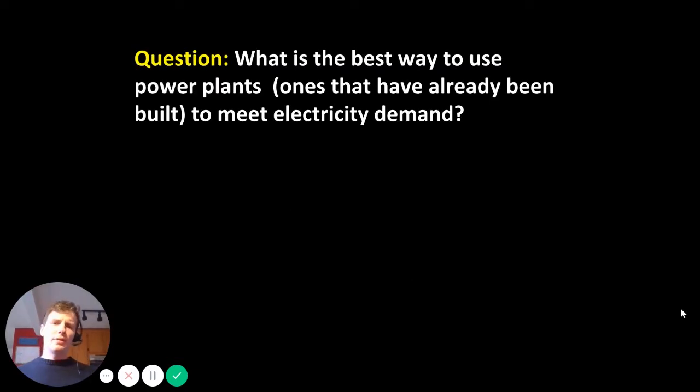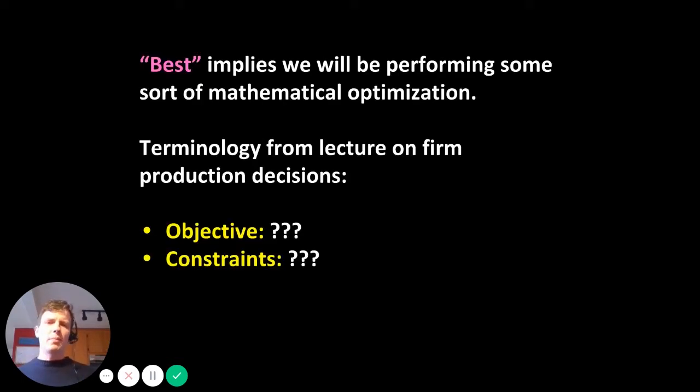So in both cases, both for an independent system operator like PJM Interconnection or a monopoly utility like Duke Energy, the question that we're trying to answer for them is, what is the best way that they can use power plants that have already been built to meet fluctuating electricity demand? And today we're talking about demand that's fluctuating on an hourly and daily basis. And so when we say the word best, that implies that we're going to be performing some sort of optimization. There is going to be a final answer, a single best decision that we can make.